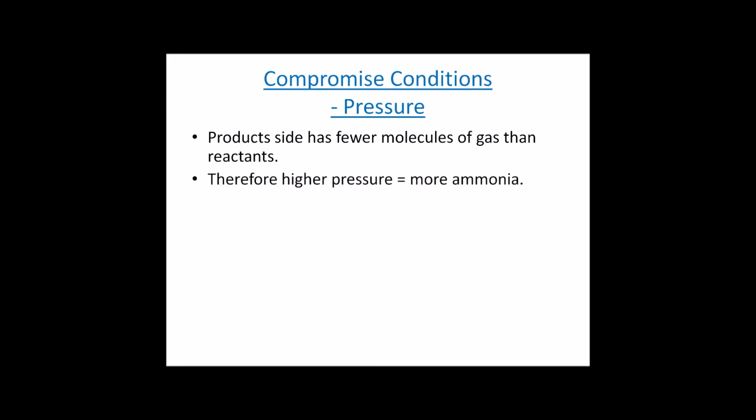Now, pressure. The product side has fewer molecules of gas than the reactant, so the ammonia, we've got 2 molecules of that compared to the 4 molecules on the reactant side. So higher pressure makes more ammonia, which is a good thing. So the reaction is done at high pressure. Higher pressure also equals a faster rate because you're crushing those reactant particles closer together, so they're more likely to collide and more likely to react.